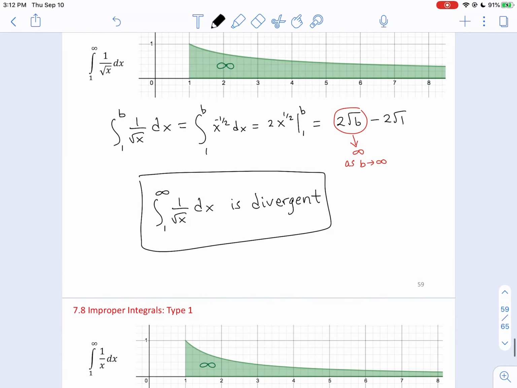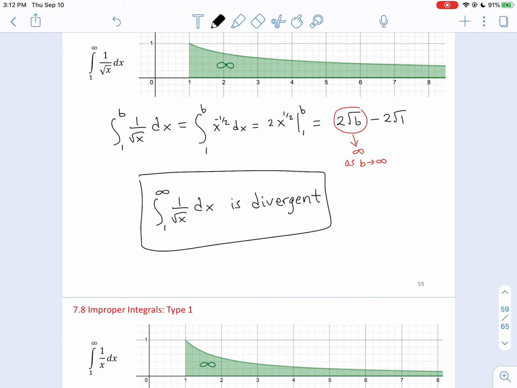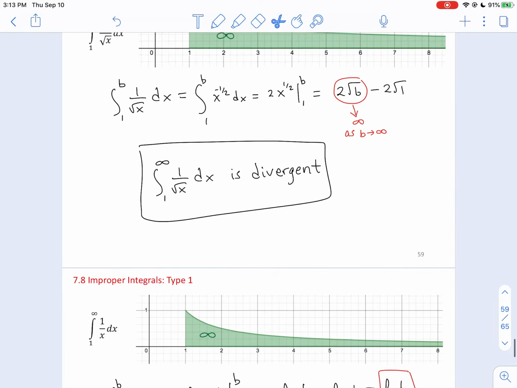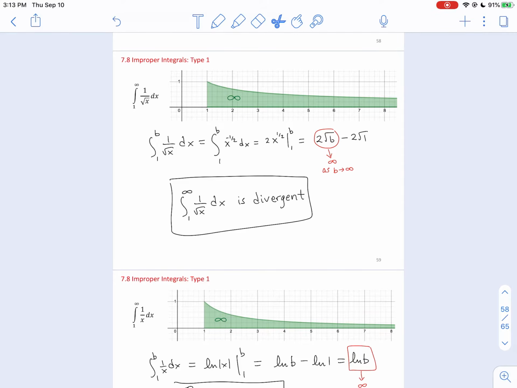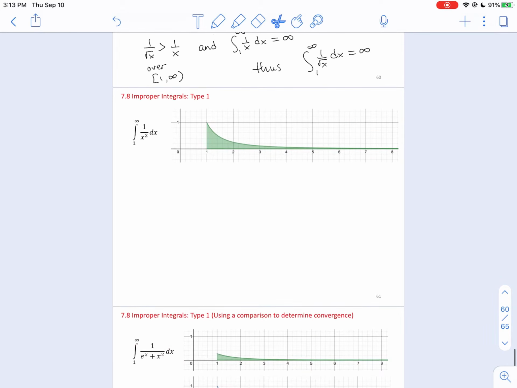Just looking at these two images, if you were to overlap them one on top of the other, it should be obvious when you stack them that this region is completely contained within this region. And if the smaller one is infinity and it fits entirely within this one, then the larger one would have to be infinity too. This is called comparison, and it's an important idea that's going to resurface again in Unit 3 of this class when we do series.